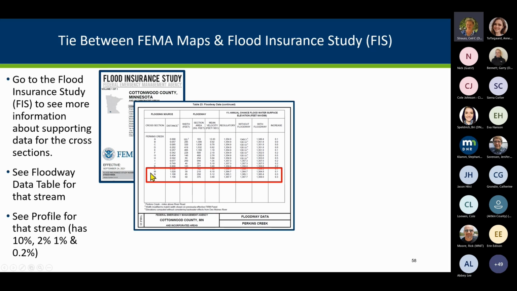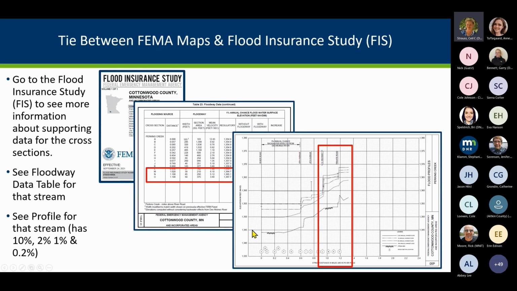And we'll use these cross sections usually for determining our regulatory flood protection elevation, because we'll get our base flood elevation from here, and it shows us that stage increase. That, as I mentioned, in Minnesota can't be more than 0.5 feet.